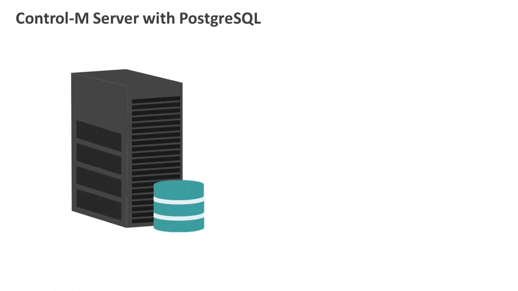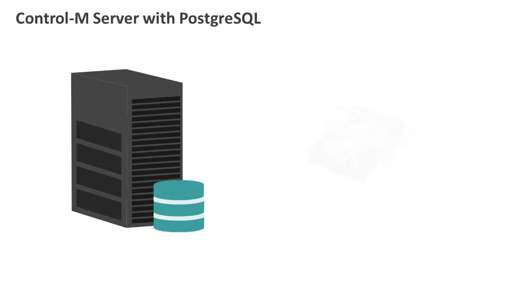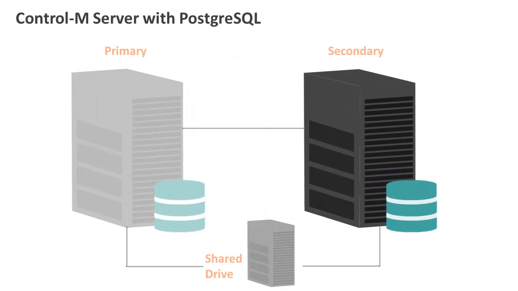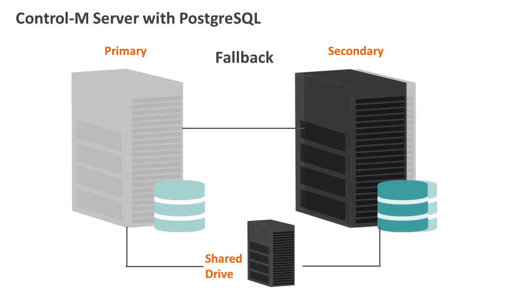If you are using a Control-M Postgres database, when there's a hardware issue or you need to upgrade your hardware, you can perform a manual failover to a secondary Control-M server. Later, when the problem is fixed, you can fall back to the primary Control-M server.